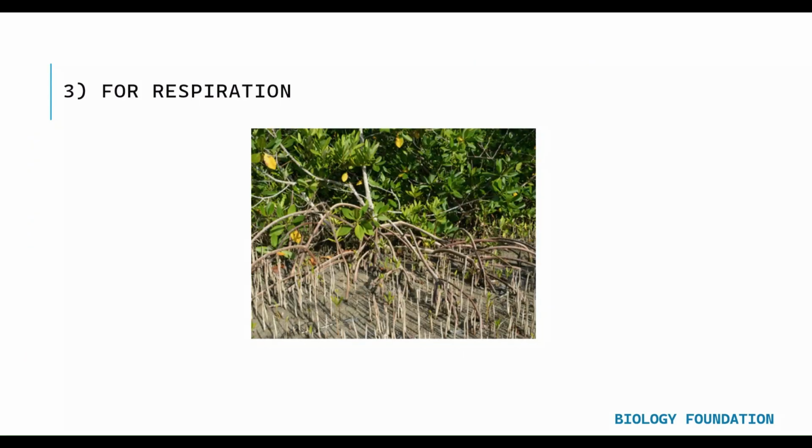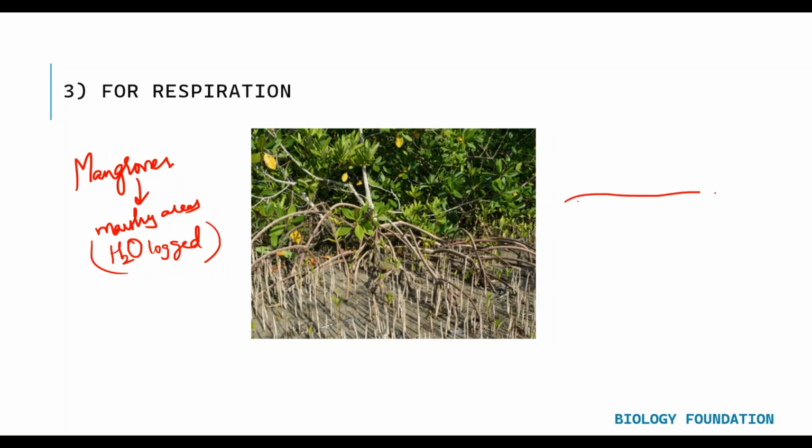Now, in some members, examples are mangroves. These plants grow in marshy areas. Marshy areas means the land is under waterlogged condition. A high amount of water is present in the land. As a result, what happens? Now let's assume this is soil. Soil is completely filled with water.